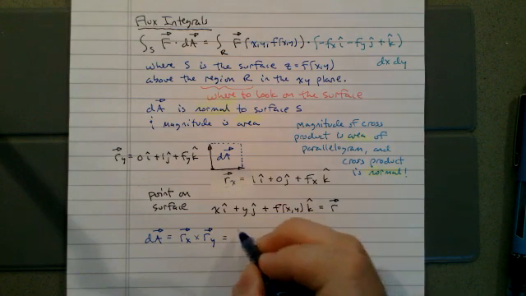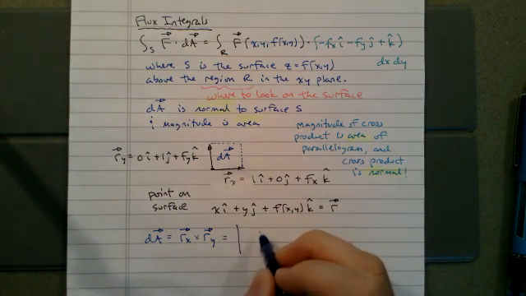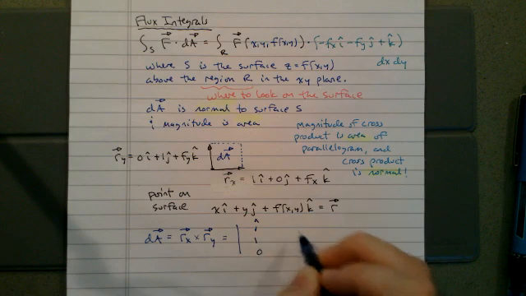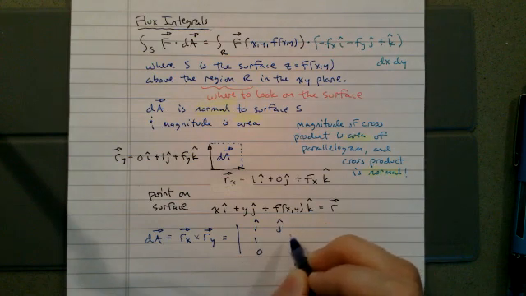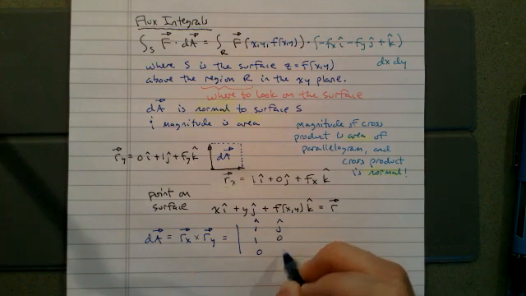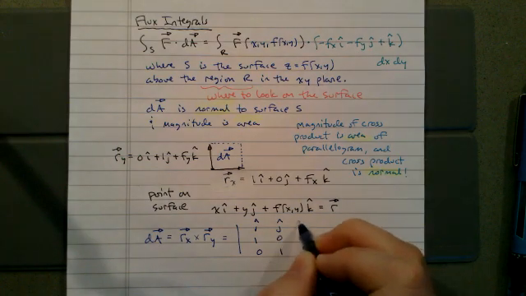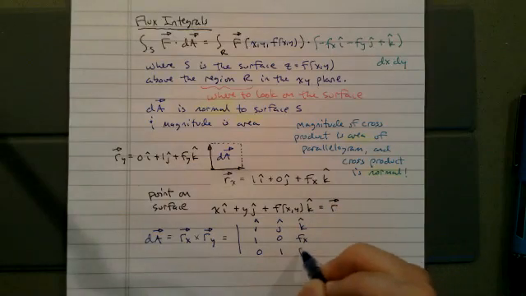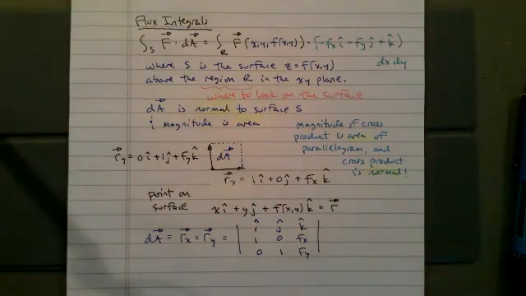So this is going to be the determinant. So i, 1 and 0, j, 0 and then 1, and k, Fx and Fy. So now we can see that the Fx and Fy are going to show up negative. Any questions?